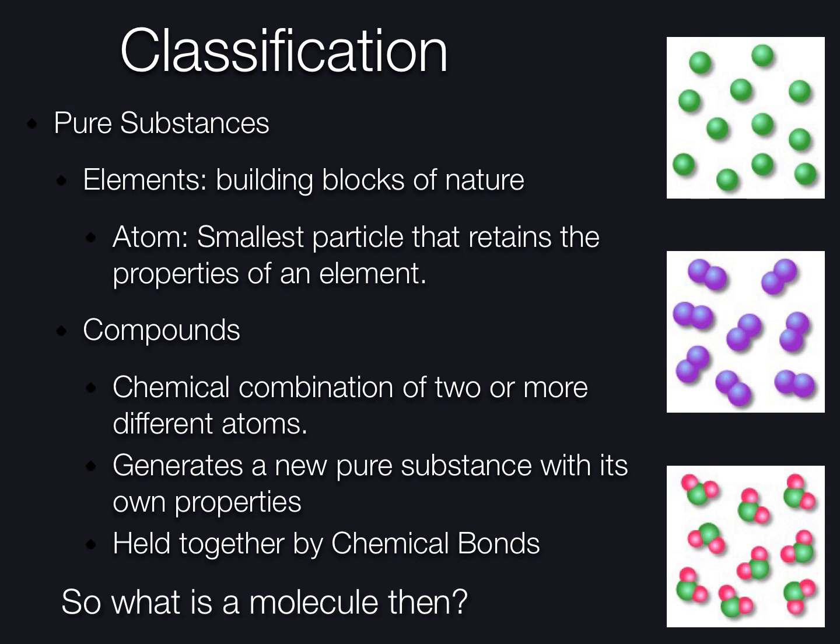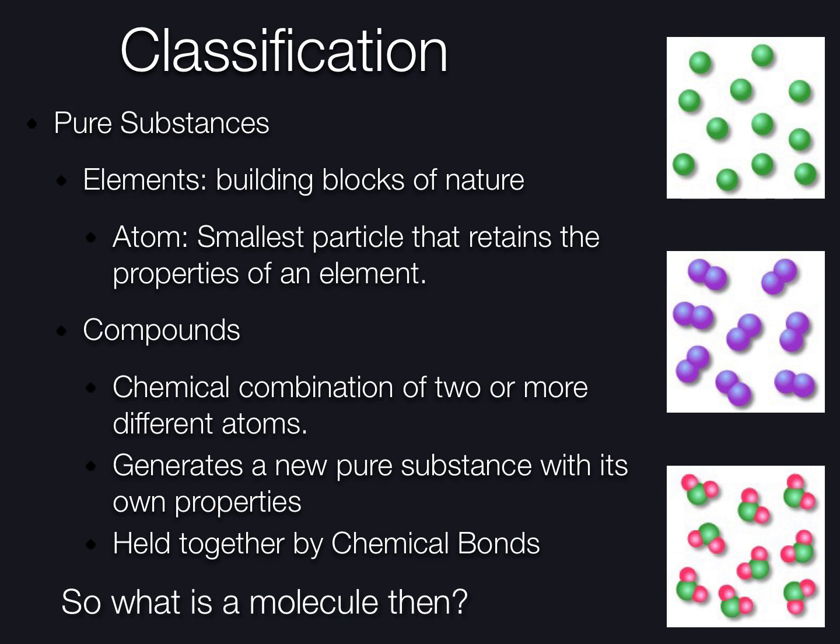Now, if it's a pure substance, it will either be considered an element or a compound, and we'll talk about the difference between elements and compounds. As you see on the screen, elements are the most fundamental building block of nature. If you look at that chart on the wall, known as the periodic table of elements, each one of those squares represents an element of the known universe. Some are natural and some are synthetic, or made by man.